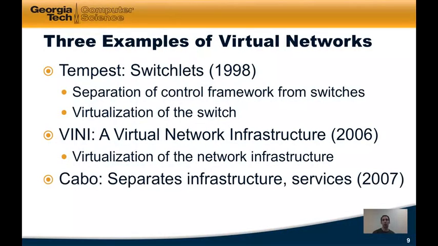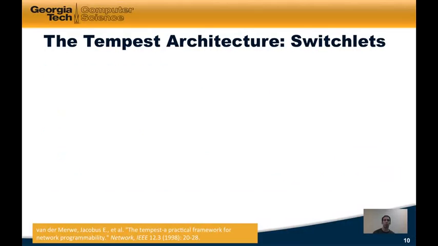Then we'll look at a network architecture called CABO, which used some of the vision of the emerging virtual network technologies to realize that virtual networks could allow service providers to operate independently of the providers that make the underlying physical network infrastructure available.